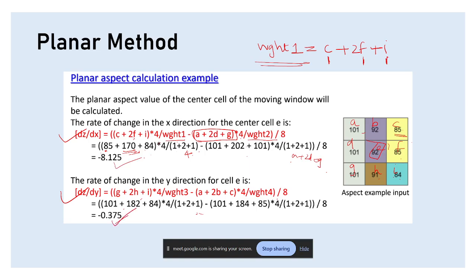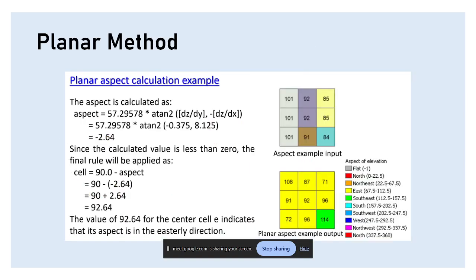Now all that you have to do is put that into this equation that you already saw, right? Aspect is equal to this thing. So here, 57.29578 multiplied by A tan square, I think. Yeah, A tan square and this value. So when you calculate that, we are getting minus 2.64.